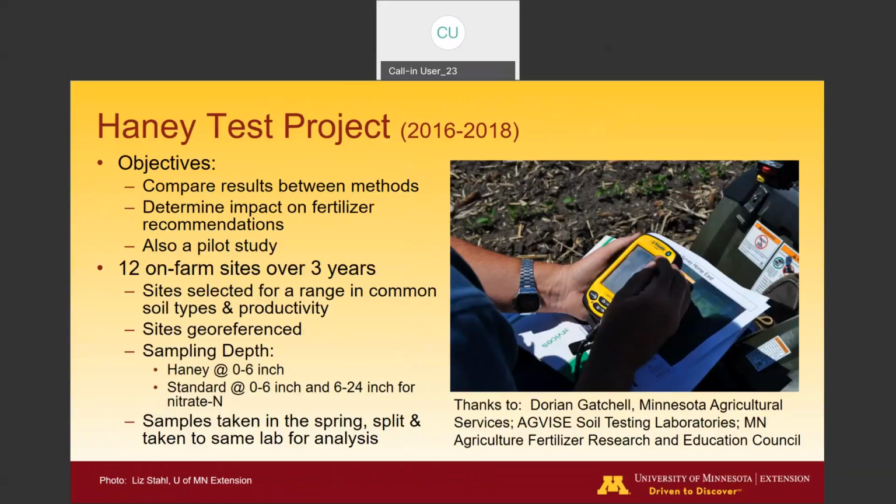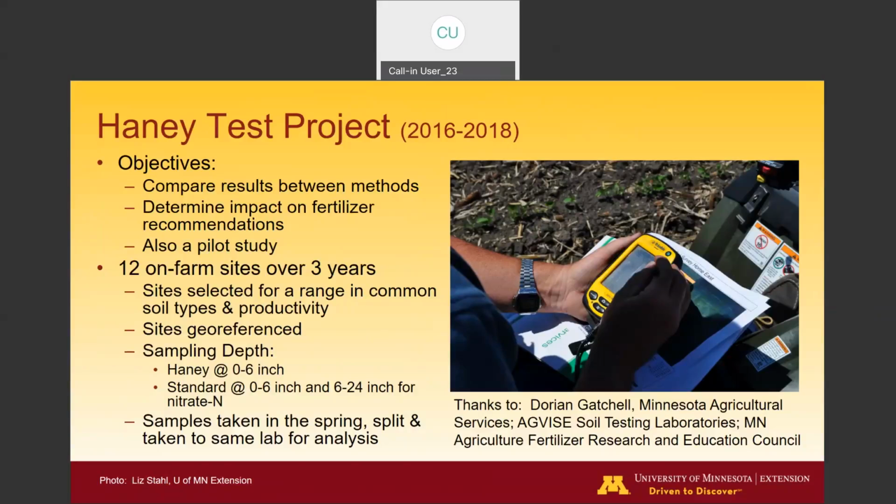I'll mention right away that this project would not have been possible without the help of Dorian Gatchell with Minnesota Agricultural Services. He was really key in finding the sites and collecting the samples. Also, we had support from AgVise and the Minnesota Ag Fertilizer and Research Education Fund, or AFREC, for the first year of this trial. So again, this project was run on pretty much a shoestring budget. Thanks to the support of these people and groups, and the farmers also that let us sample their sites over the years. Now, they were on-farm trials, conducted at 12 different sites over 3 years.